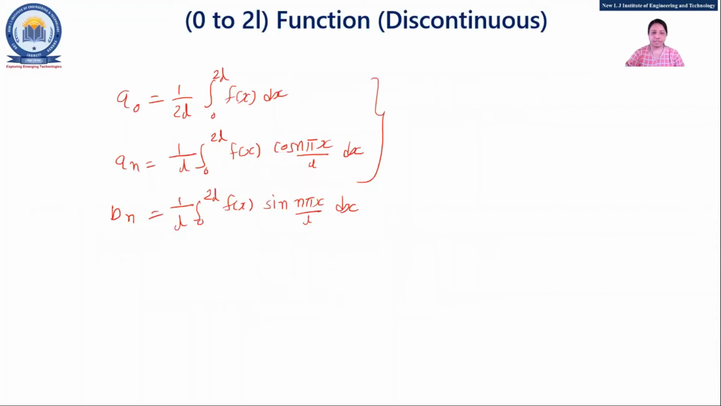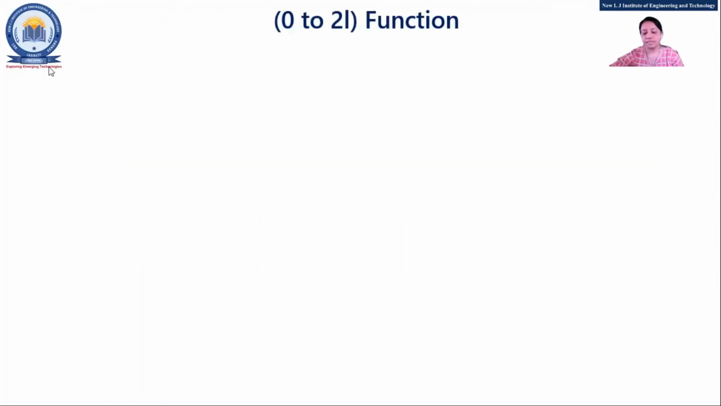Now, example. Write down f(x) equal to 4 minus x square, in the interval of 0 to 2. So first step, compare it with which one? 0 to 2L. So your L will become 1. Is there any doubt here?